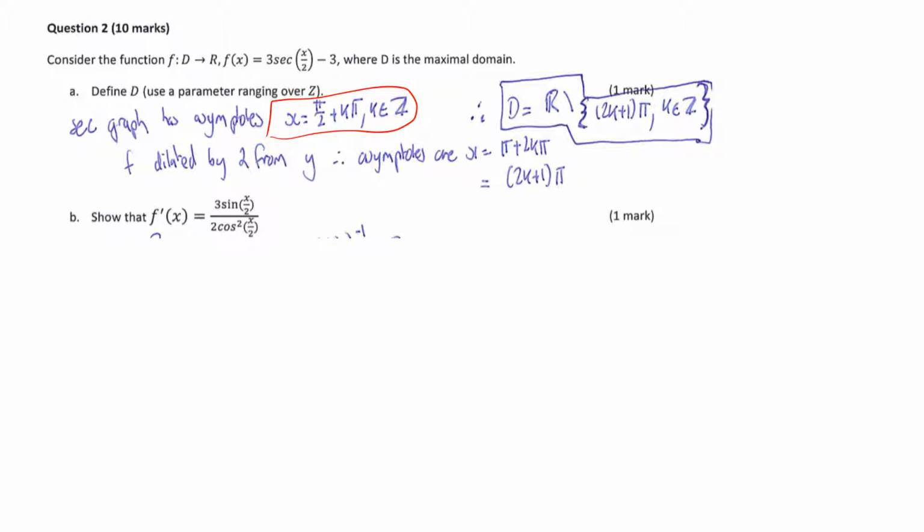Now, because it has been dilated by 2 from the y, I can just multiply each of those by 2, and it gives me an expression for all the asymptotes of this particular function f. And then I can express it as the reals, except for all of those points, k is an element of Z.